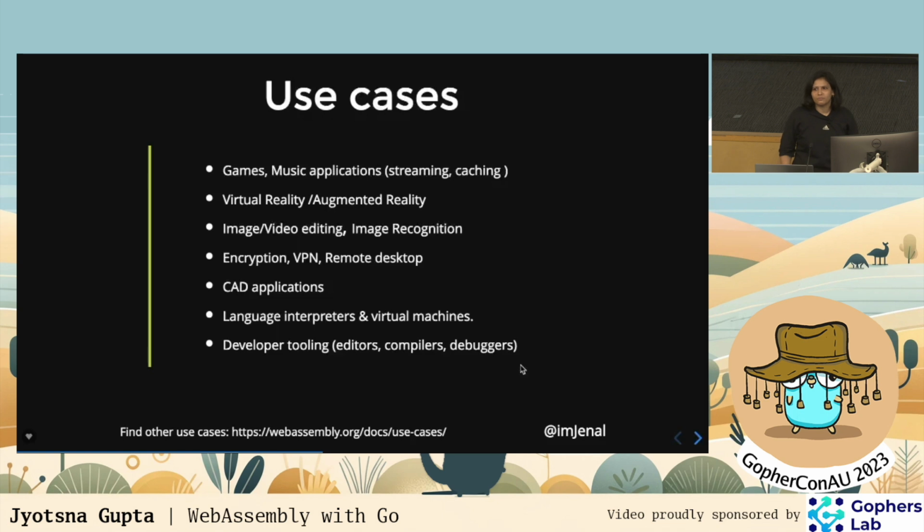So this is why the uses of WebAssembly are a bit related to performance criticality. So gaming, AR, VR, musical applications, image editing, image recognition, video editing, encryption, where security-related VPNs or remote desktops are being used. It is also used in desktop tooling like editors, compilers, debuggers, and it can also be used in CAD applications. And there are many more. I've also listed down the reference link, which you can check out later after the presentation.